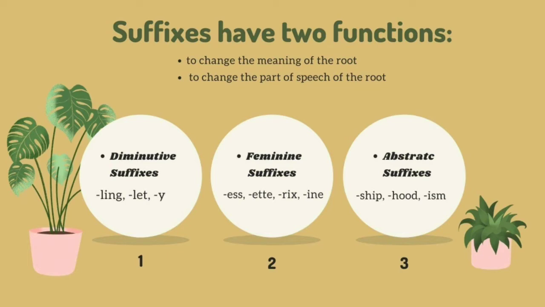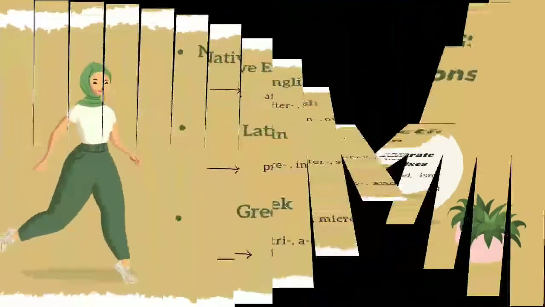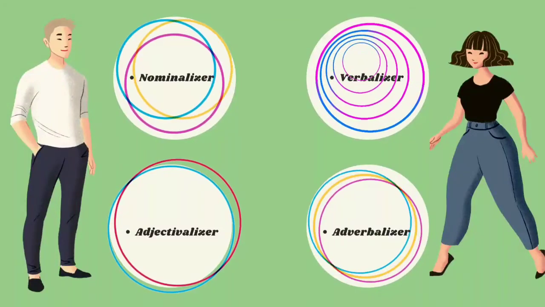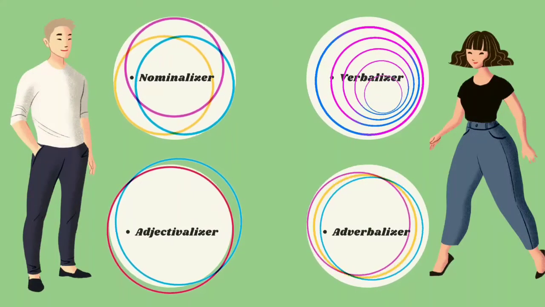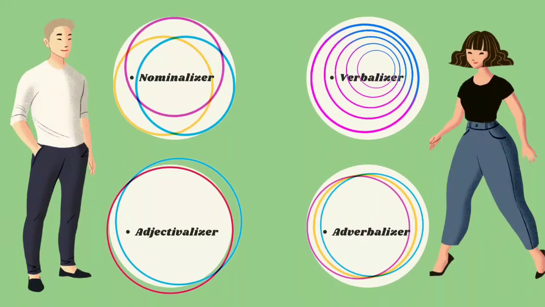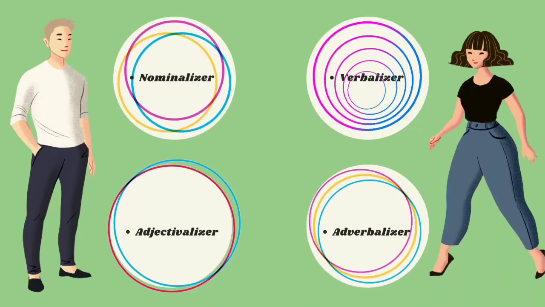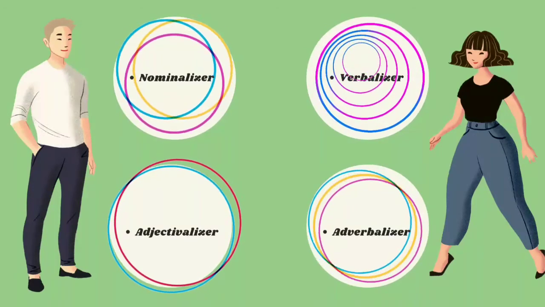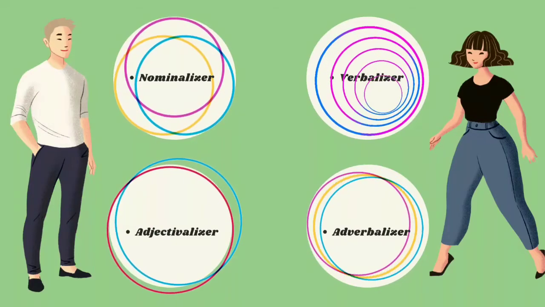And the abstract suffixes, making an abstract noun out of a concrete noun, in which the ship, the hood, or the ism. More often, however, suffixes change the word class of the root. The suffix may produce a noun from a verb or an adjective, such a suffix is called a nominalizer. This constitutes the largest set of class-changing suffixes. A highly productive nominalizer is the suffix er, which may be added to many verbs to produce agent nouns.